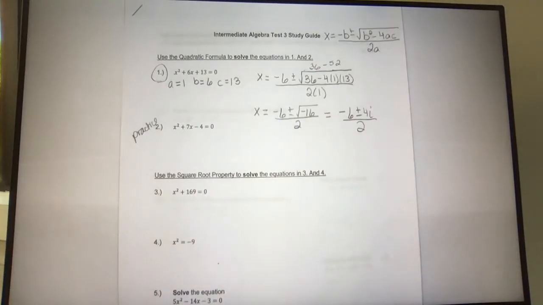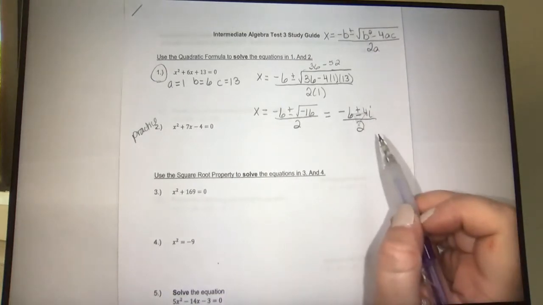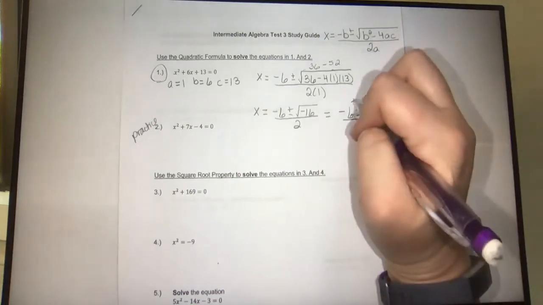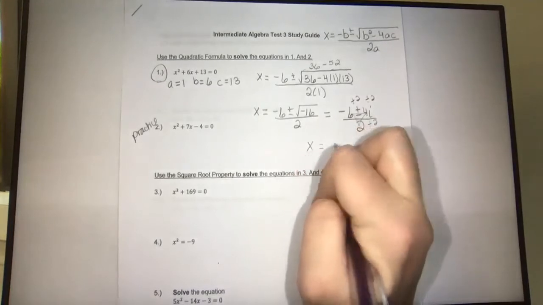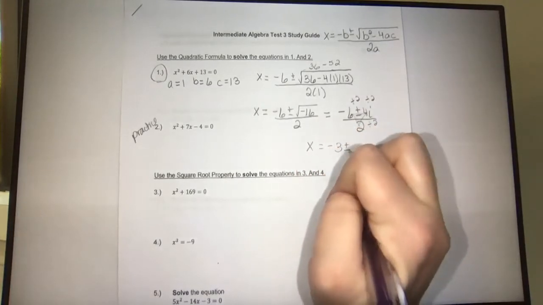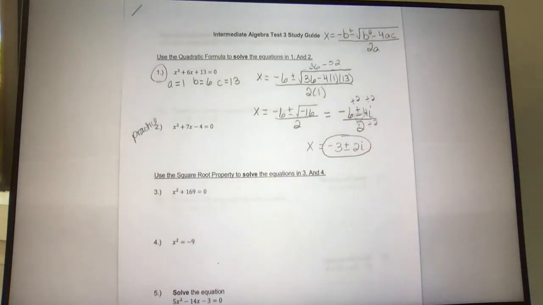Everybody okay with that so far? Getting that? All right. And now what do I have sitting right here? There's our little triangle. I can divide every point of the triangle by 2, and I get negative 3 plus or minus 2i. And that's my answer. Okay, you can leave it just like that, or you can put negative 3 plus 2i, and then negative 3 minus 2i. Okay, is everybody okay with getting that?